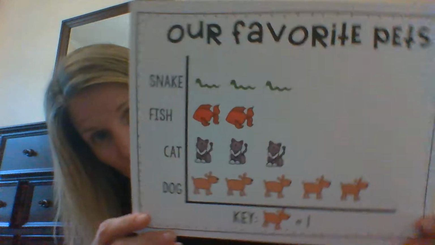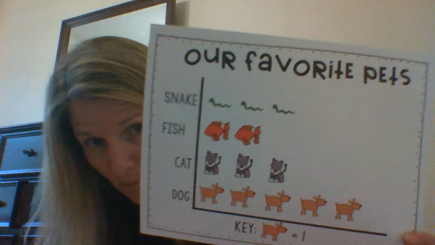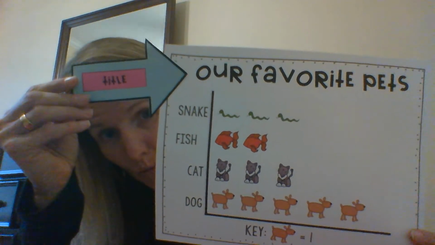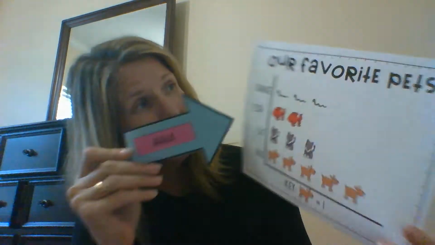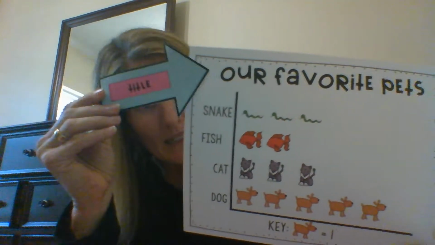If we look at this graph, right? This is a picture graph. I heard somebody say all pictographs have a title, right? So we know what the graph is all about. What did the people ask to collect their data? In this case, our favorite pets. They must have asked, what's your favorite pet? You need to have a title so you know what the data is showing, right?